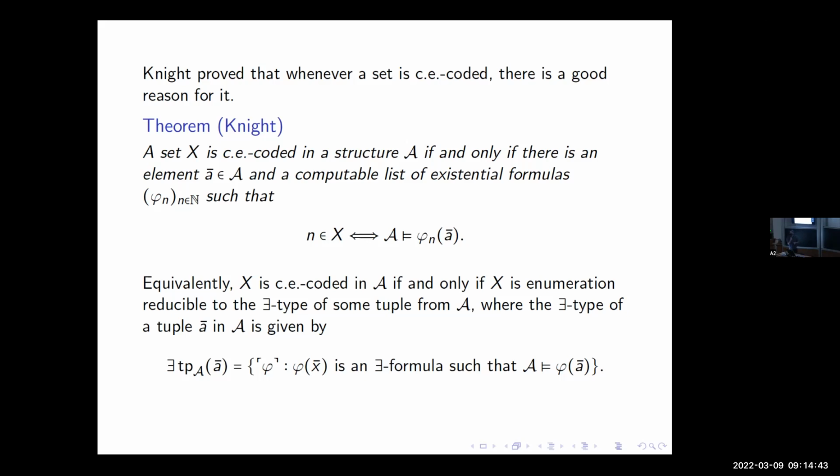Because you look at this tuple A, and you start searching for the existential formulas to hold, and when one holds, you enumerate the corresponding thing into X. Right. So the really interesting direction is the other direction, right? And that kind of direction is almost always proved by forcing. So you take some generic copy of the structure and use the fact that it codes X to argue that whatever reason it coded X is sort of a reason that every structure codes X.